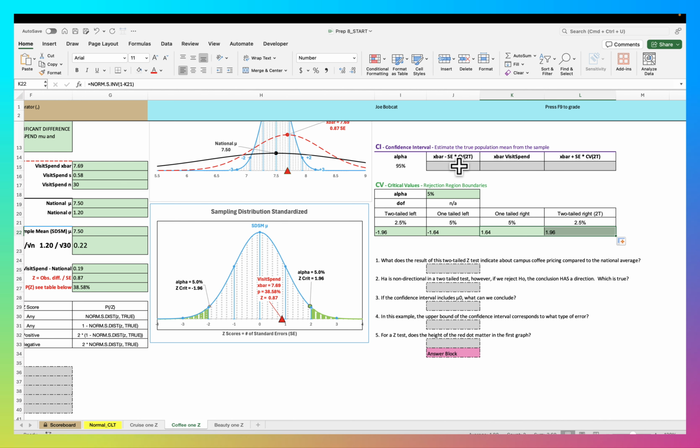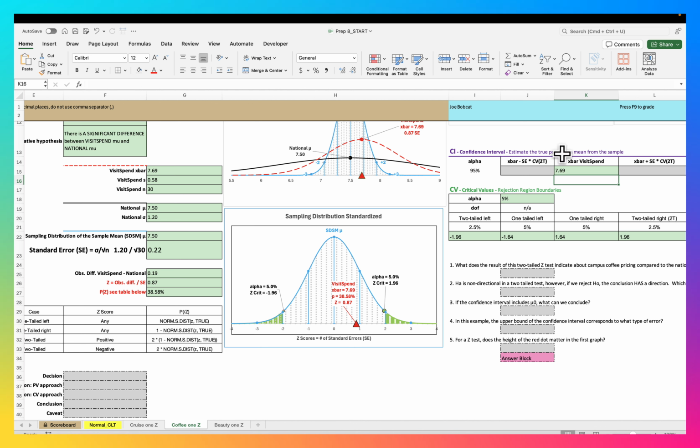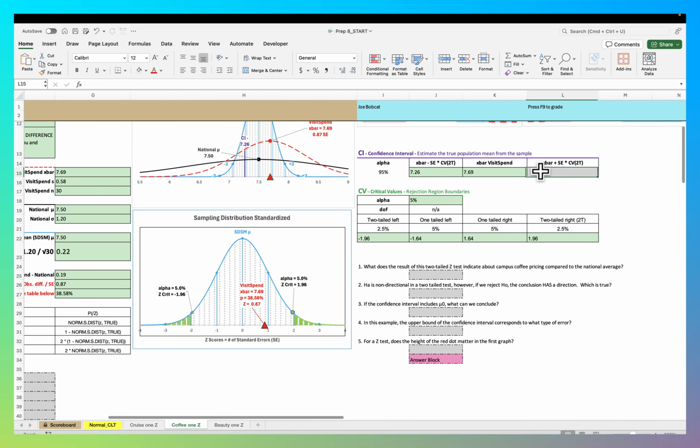Okay, let's get the x bar, and then subtract from the x bar the standard error times, and we always pick the two-tailed right value of the critical value z-score, effectively. And then over here, do the same thing, but add it this time, plus.